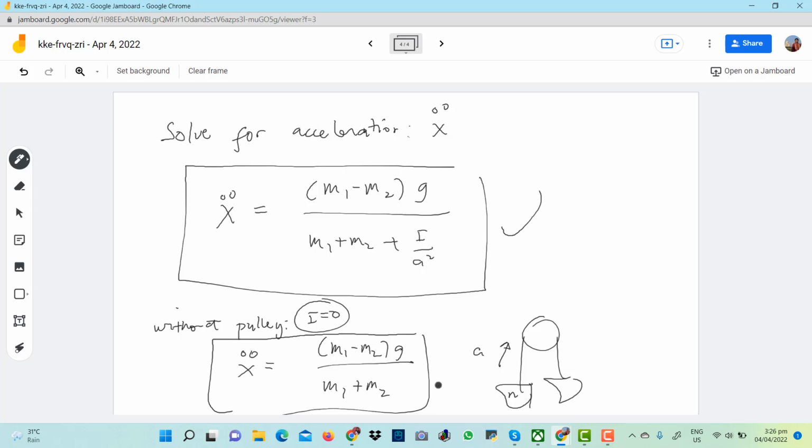Familiar equation, no? We already saw this equation last time. Okay, so that's for the Atwood machine. Okay, let's go to the double Atwood machine.